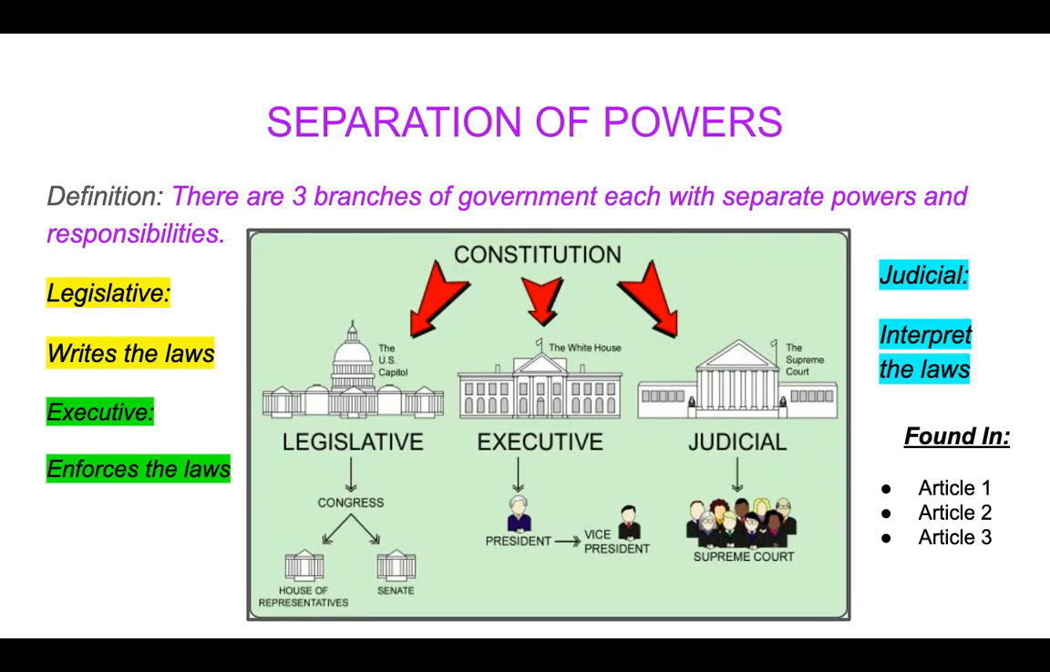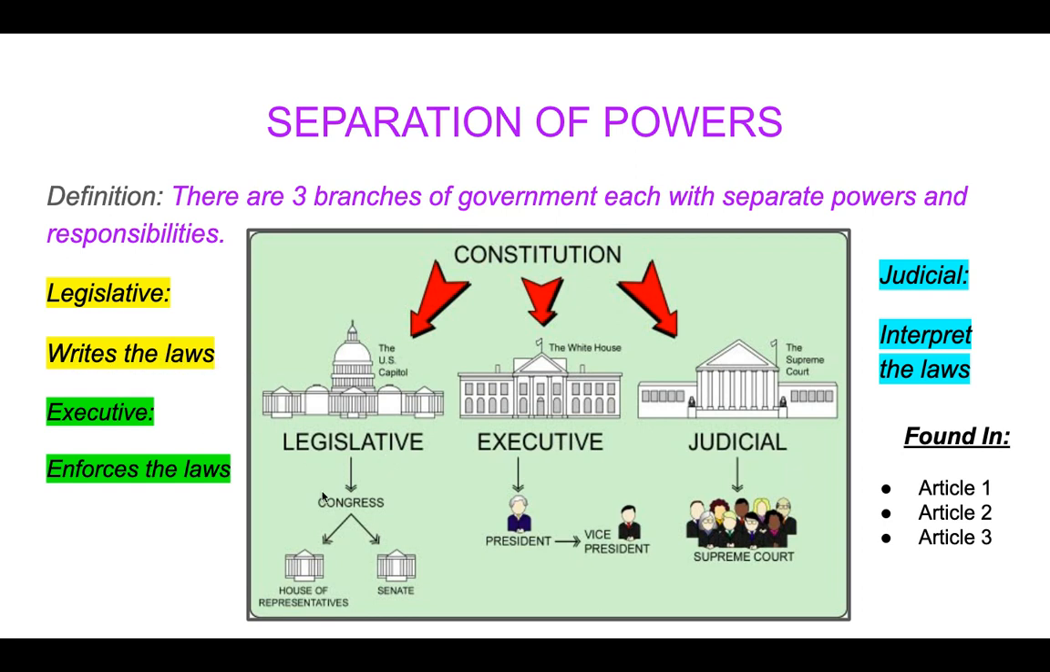Separation of powers. We have talked about this. You guys all know this. There are 3 branches of government. Each one has their own power and their own responsibility. So we have the legislative branch right here. That's our Capitol building. That's where they make the laws. The legislature writes the laws.